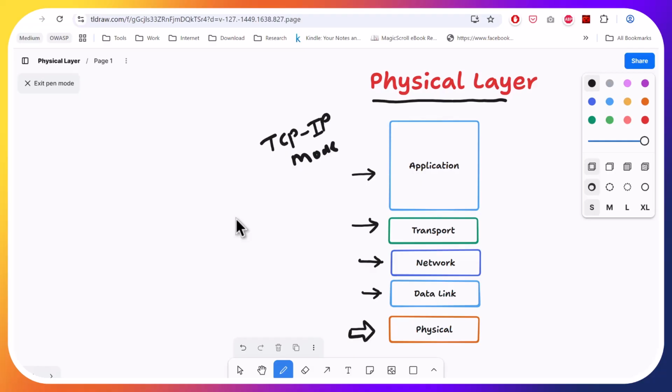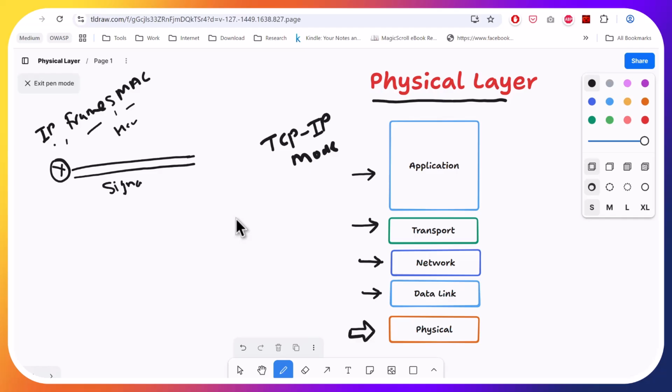We have seen IP, frames, MAC, all these things, headers, but none of these things travels through the wire. Only signals travel through the wire, correct? And that's what happens at the physical layer. So let's try to understand what the physical layer is.